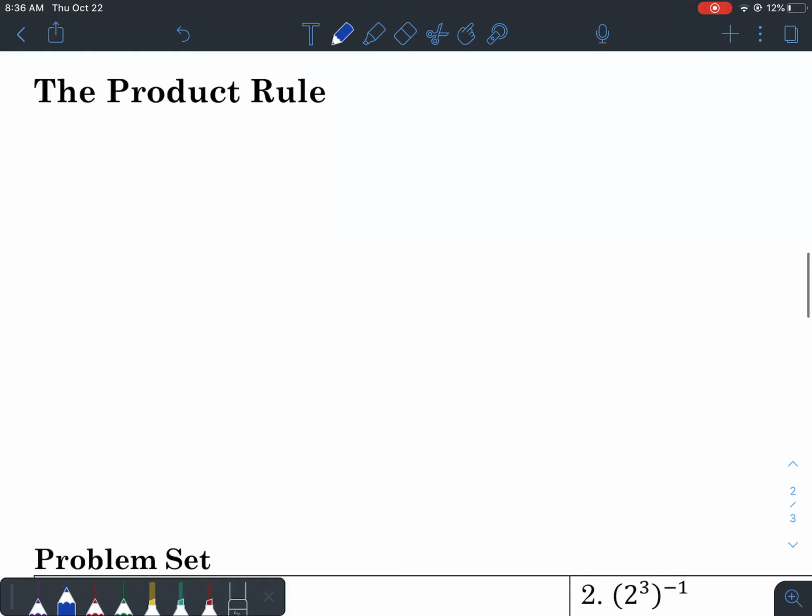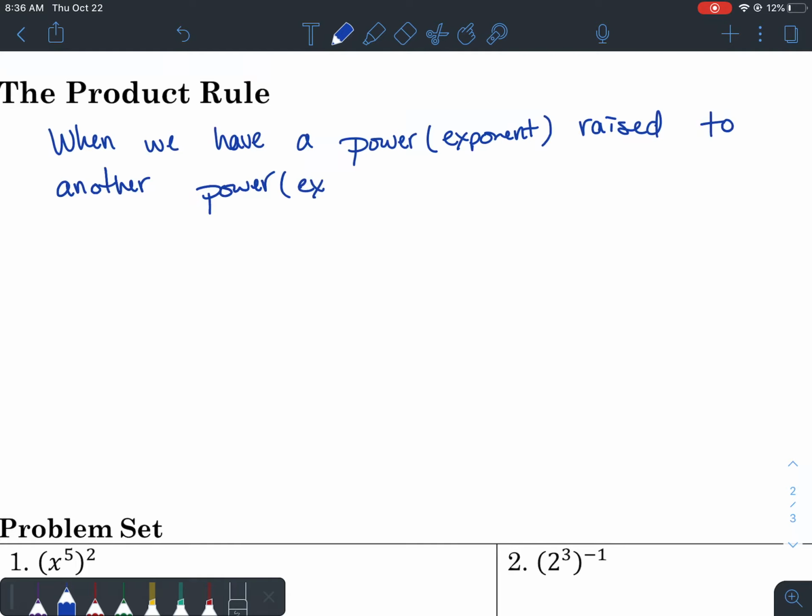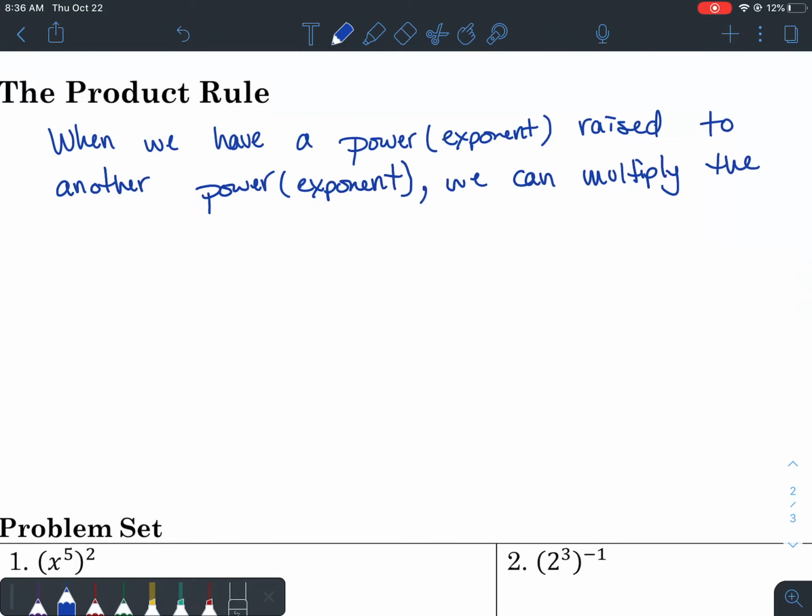Multiply, right. So when we have a power or an exponent raised to another power or exponent, we can multiply the exponents.